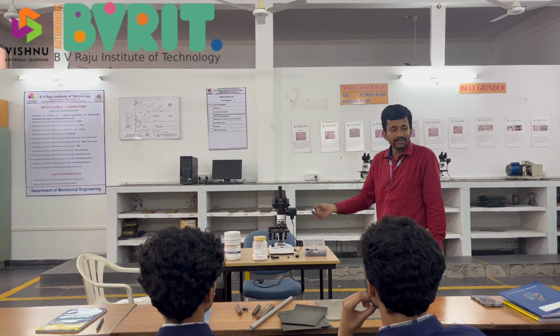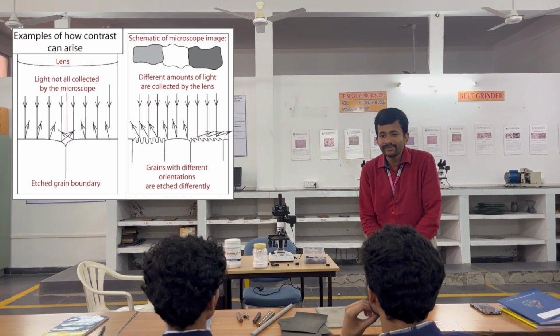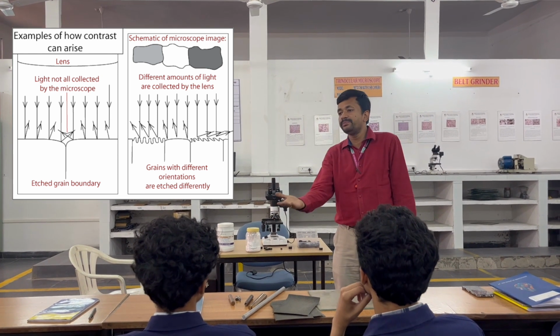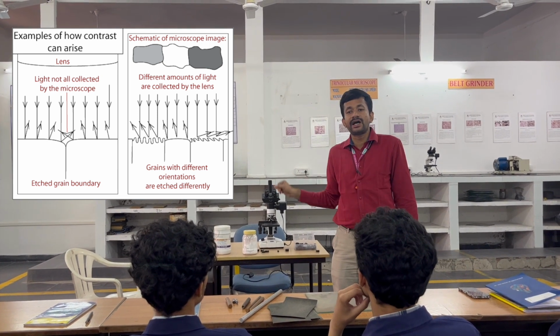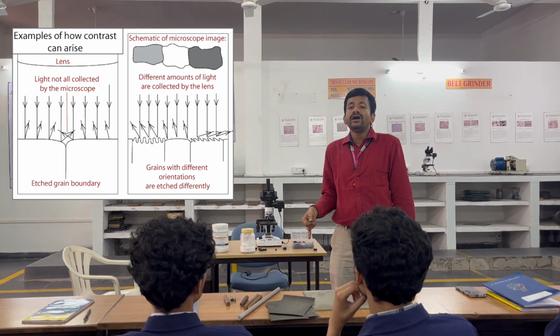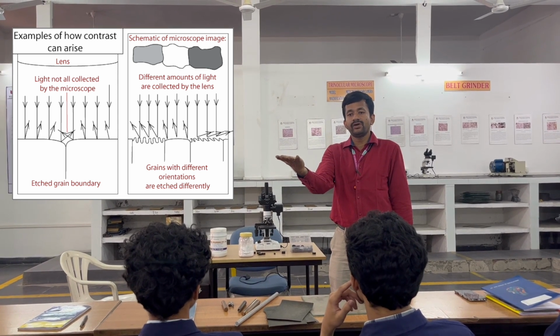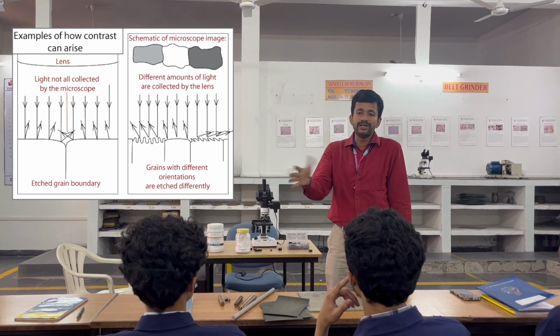What will you see under the microscope? Again, structure you will see? No. Why not? This is a mirror. What will happen if I keep a mirror below it? It reflects. So whatever bright light is coming and falling onto the specimen, it will be bright light only, nothing much can be observed.